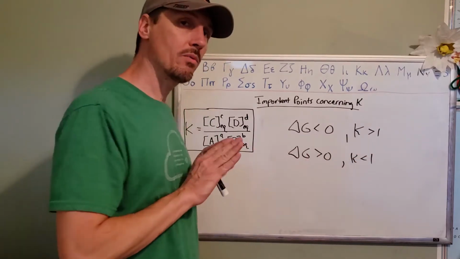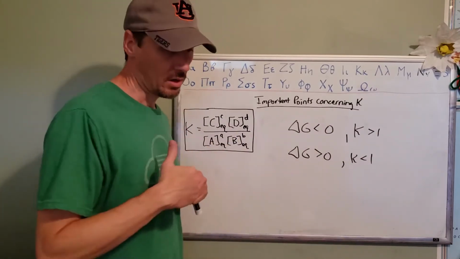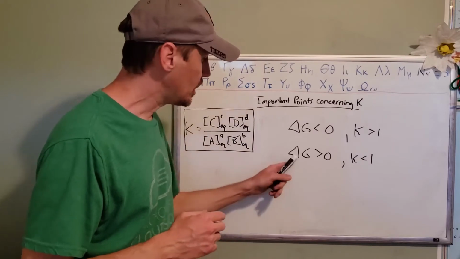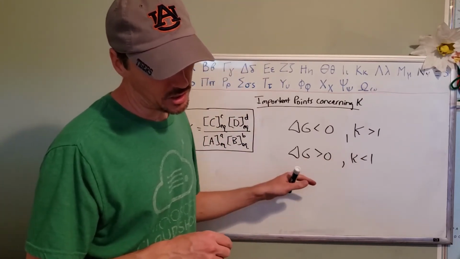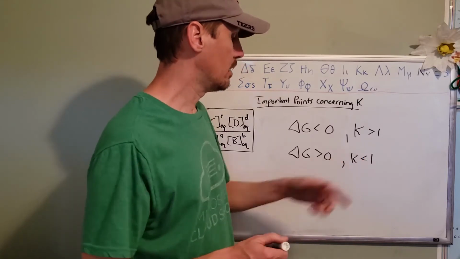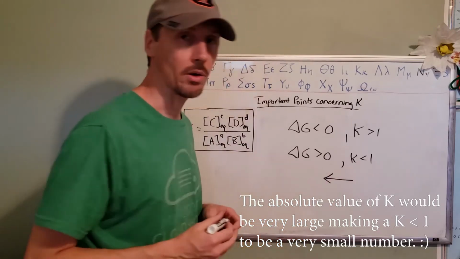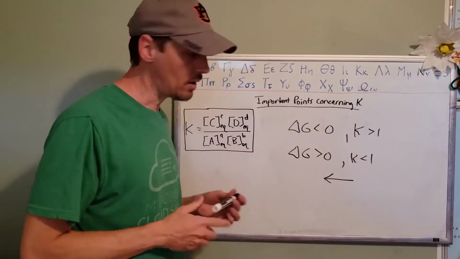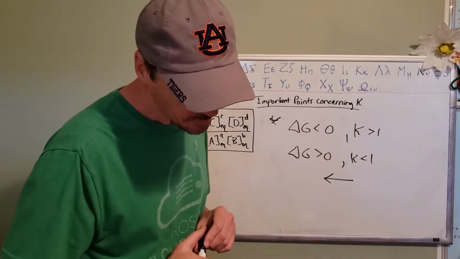Because when K is greater than 1, it happens more in the forward direction. When K is less than 1, it happens more in the reverse direction. And so the bigger the change in G is, the more that K is affected. If change in G was really large, K would be very large as well, and we would consider the reaction to only go in that direction, okay? So just something to note about change in G and how it relates to K. Make sure that you remember that.